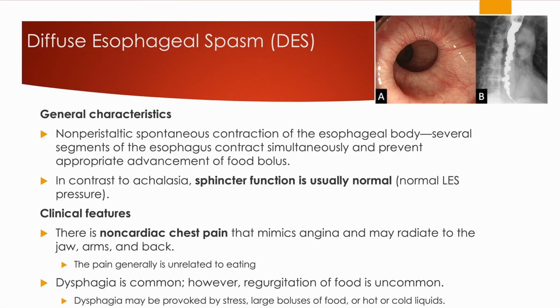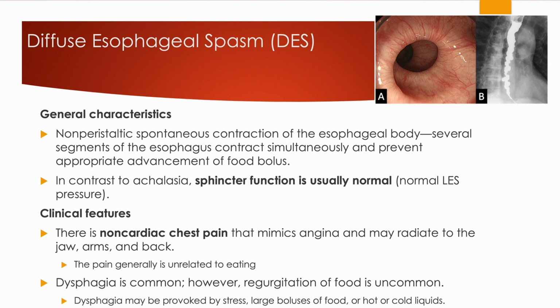Moving on to DES. DES, diffuse esophageal spasm, is a spontaneous contraction of the esophageal body, in several different segments. It's all just spasming at the same time, and because of this spasticity and lack of coordination, it prevents food from being passed down. A lot of times in these patients the LES has normal pressure. It's more throughout the body, although you can have some trouble with the LES as well.